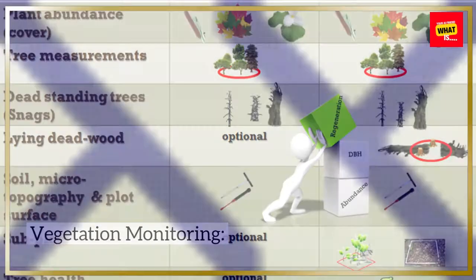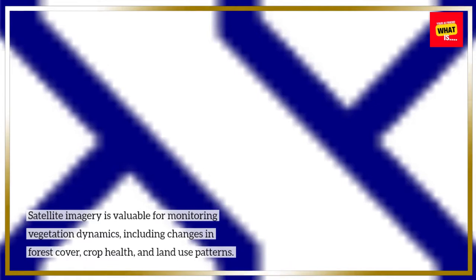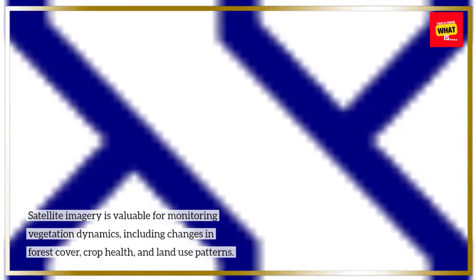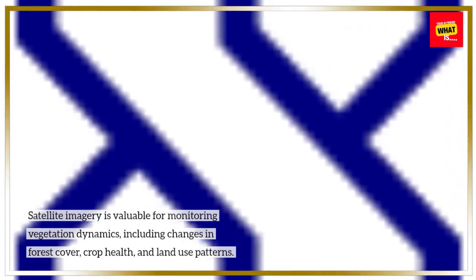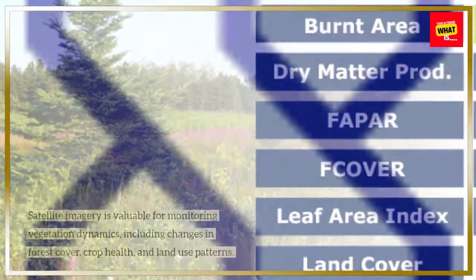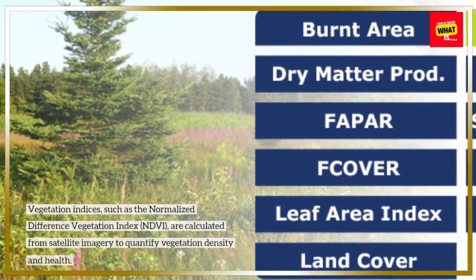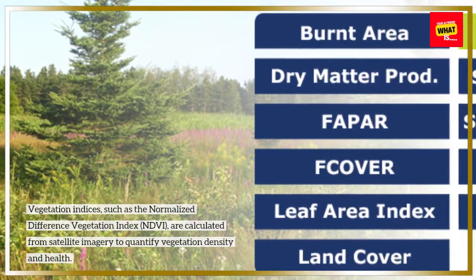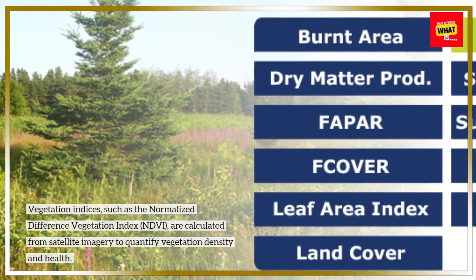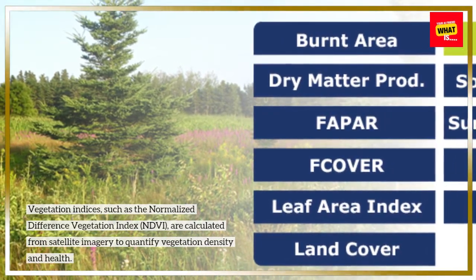Vegetation monitoring. Satellite imagery is valuable for monitoring vegetation dynamics, including changes in forest cover, crop health, and land use patterns. Vegetation indices, such as the Normalized Difference Vegetation Index, NDVI, are calculated from satellite imagery to quantify vegetation density and health.